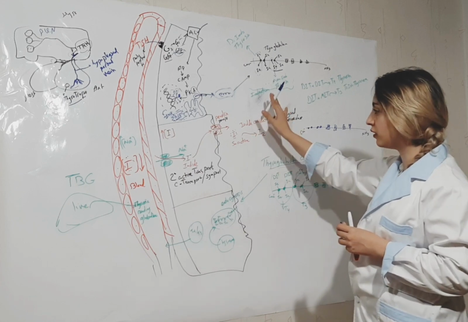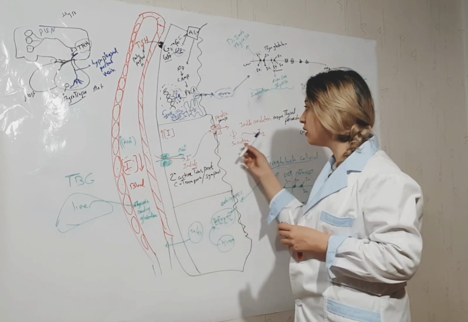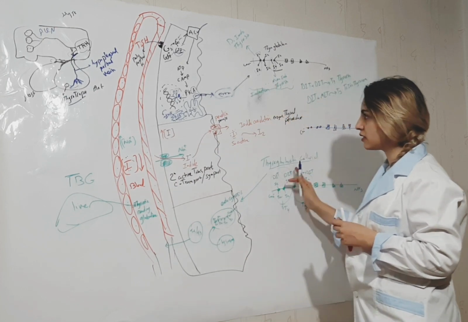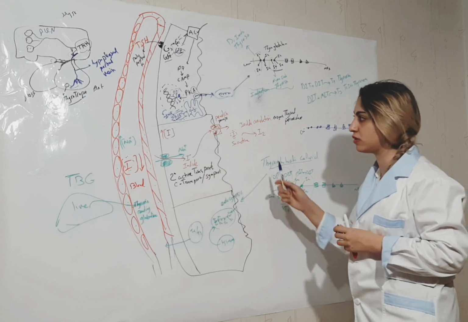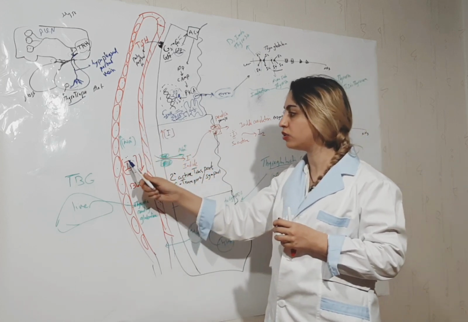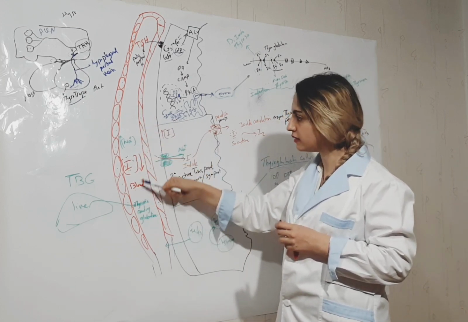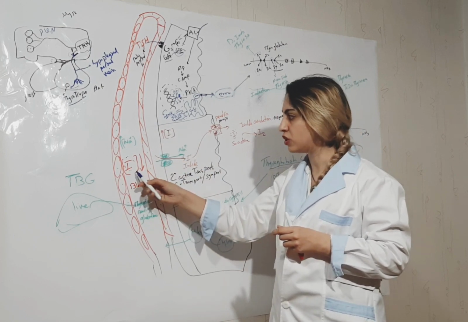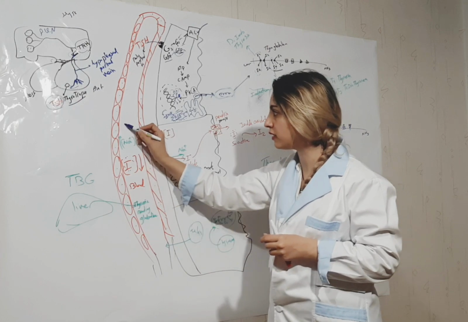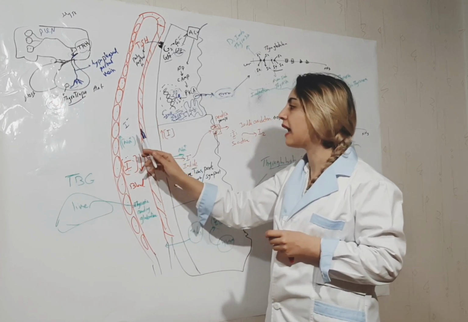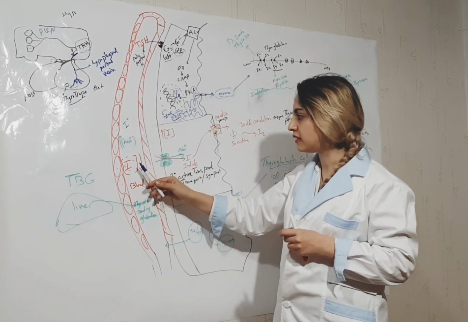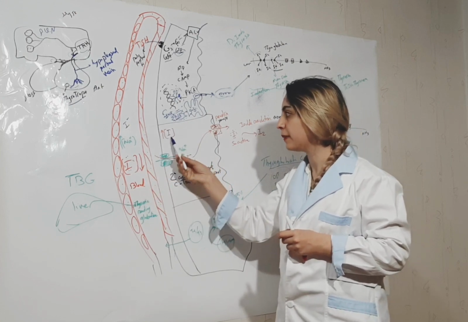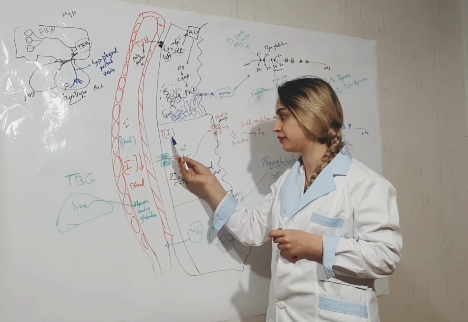But how will the iodide be brought inside this colloid? This lumen is called the colloid, and these are follicular cells. So how is the iodide brought in here? Inside the blood, there is iodide, which is negative, iodide which has a negative charge, and it is low in the blood. And inside this follicular cell, the iodide concentration is high.